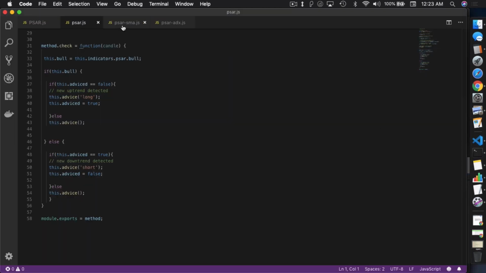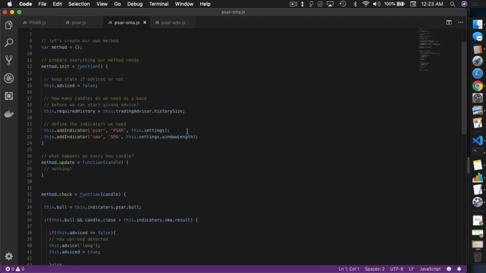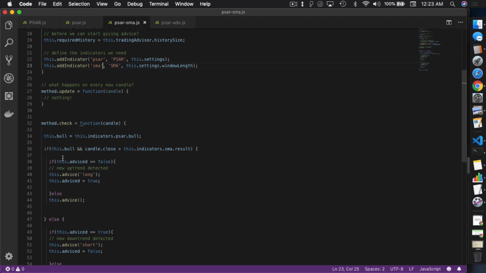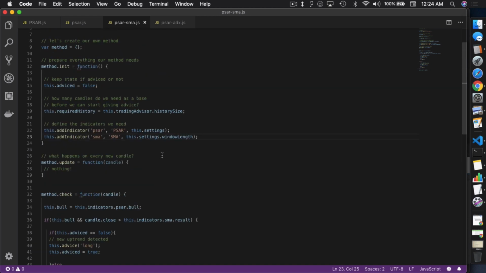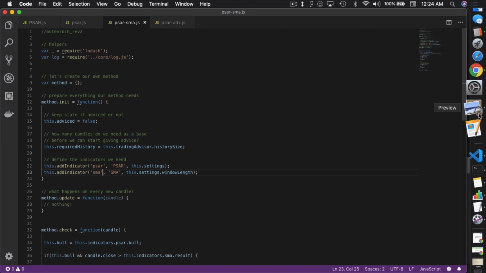It's called a PSAR-SMA. Essentially it's the same exact code as mutenroch's PSAR strategy. The only difference is I added the SMA indicator right over here, and then I check it in the check function to buy if the PSAR is bull. In addition, it also needs the candle price to be greater than the SMA. I think I set the SMA to 21 candles, and since I'm running this on a daily basis, it is 21 days.